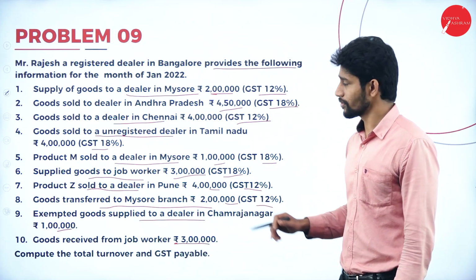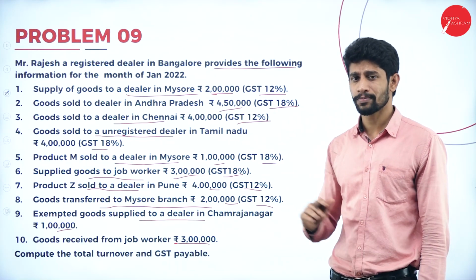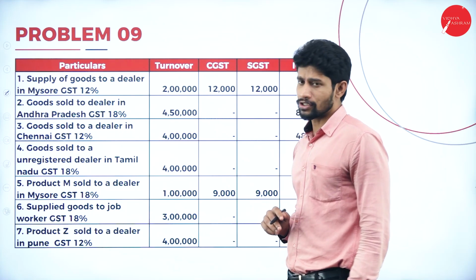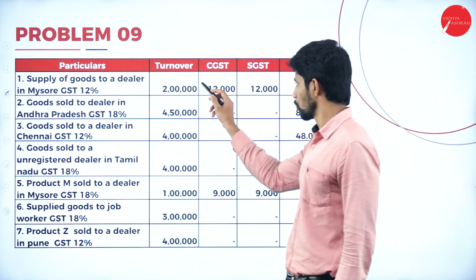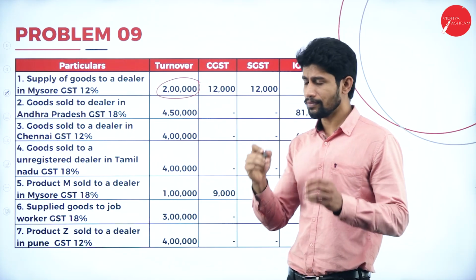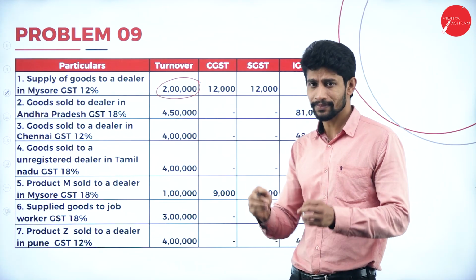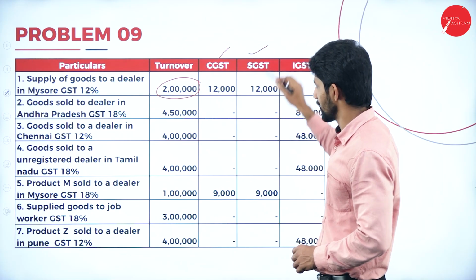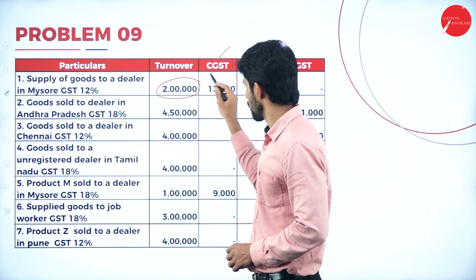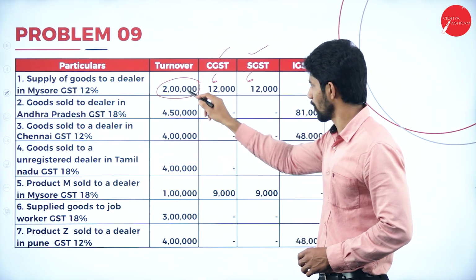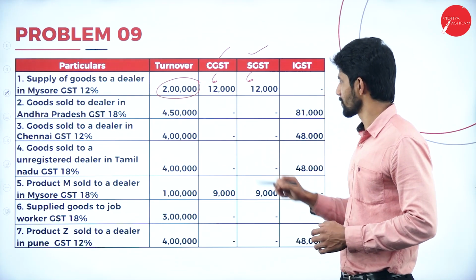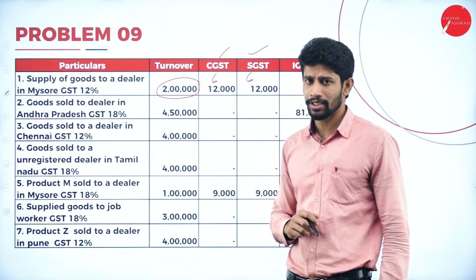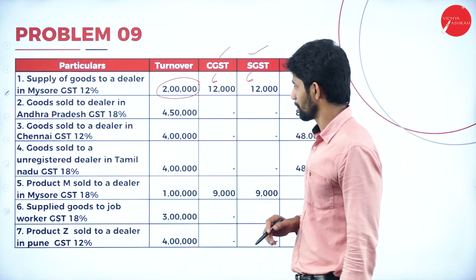Yes. So, this is the information given. By using this, we are supposed to solve the problem. So, supply of goods to a dealer in Mysore. So, what is the value? 2 lakhs. Transaction is happening within the state. So, what tax is applicable? CGST and SGST is applicable. Compute 6% CGST, 6% SGST on 2 lakh. You will get 12,000.